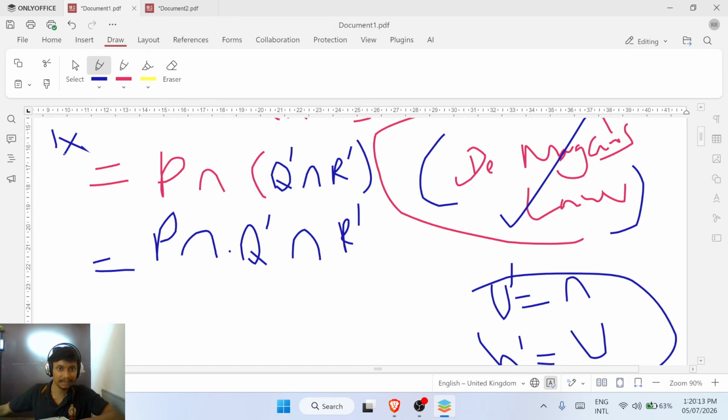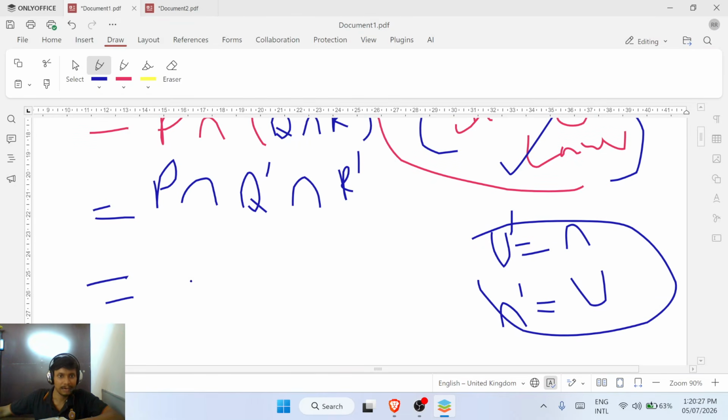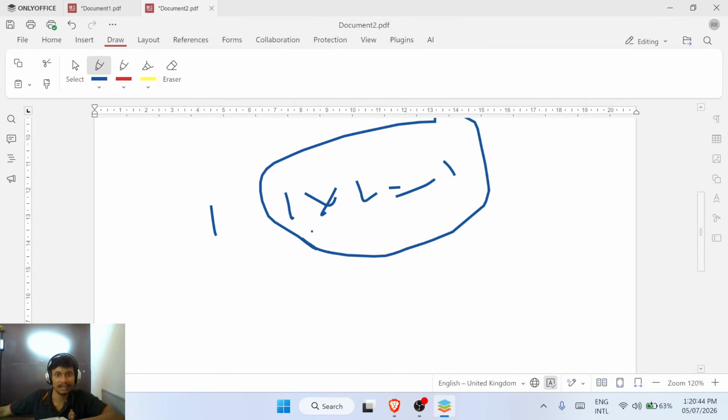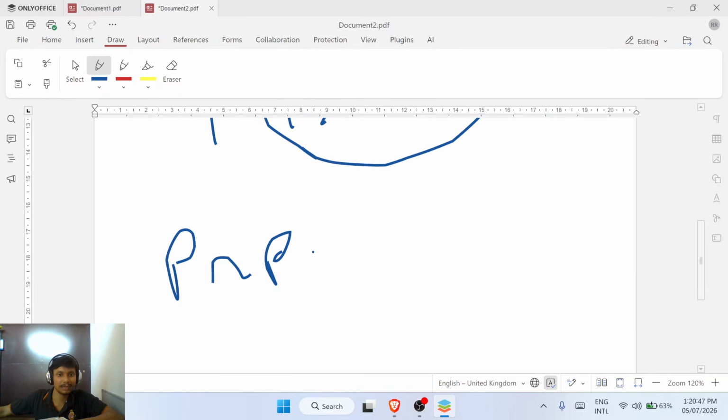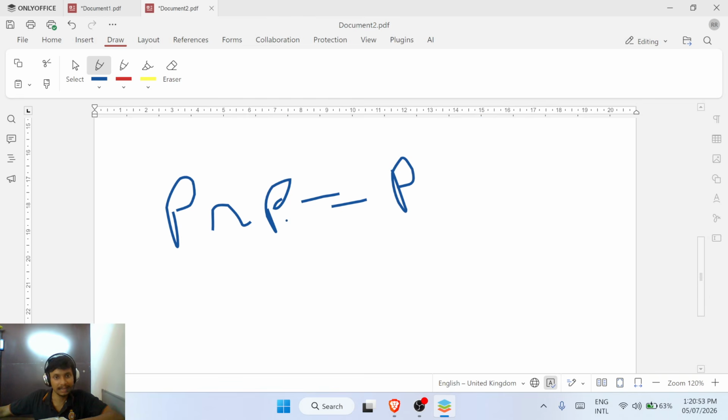Likewise, P intersect Q dash intersect R dash is equal to P intersect Q dash intersect R dash, because the intersection is like multiplication. Please understand this. Now, 1 into 1 is 1. Like that, P into P is also P. How? 1 into 1 is 1. P intersection P is P.